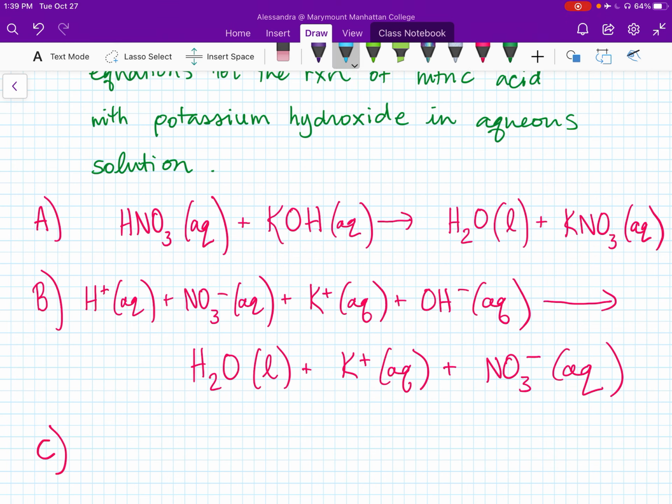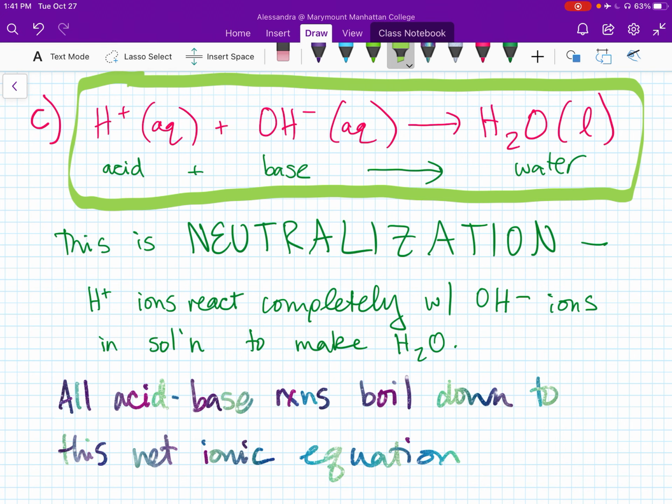So you will find as you're doing these kinds of problems that all of the acid-base reactions that you're going to be writing boil down to the same net ionic equation. So this equation where H plus and OH minus come together to make liquid water, that neutralization equation is going to apply for every acid-base reaction that you see this semester.